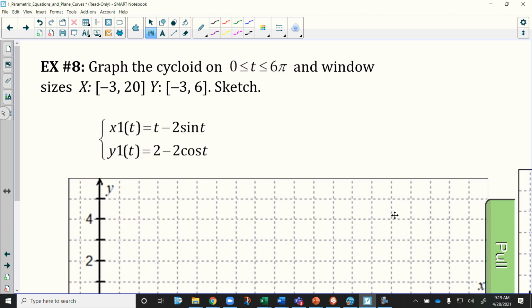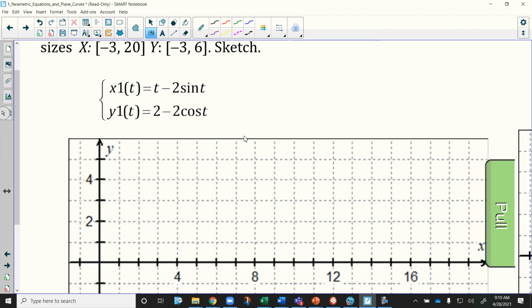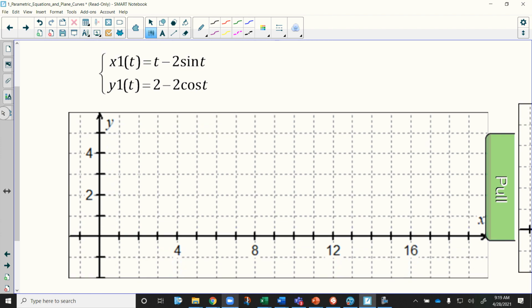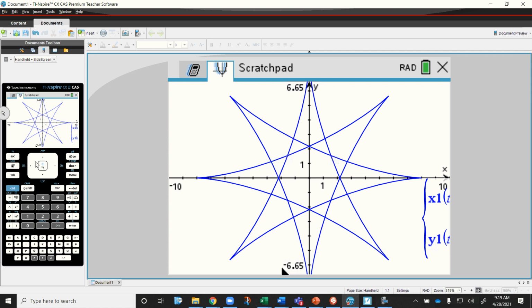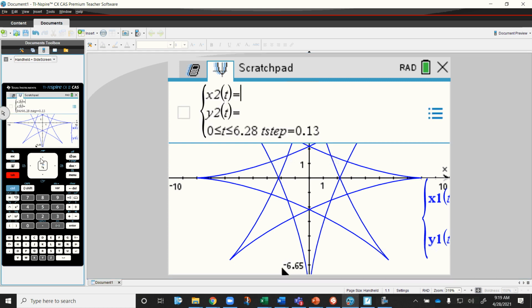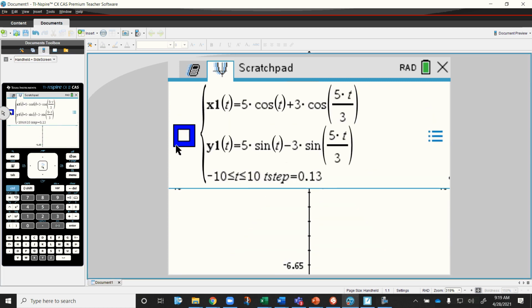And the last one that we're going to take a look at here is, can we graph this particular cycloid on the interval from 0 to 6 pi and see what we get. So let's go ahead and take our calculator. Let me go back to the calculator here, and let's put that one in. So let's turn that one off. I don't need that one.